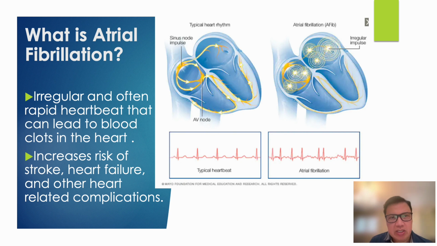But in atrial fibrillation, the signals in the upper chambers are chaotic, or the upper chambers just quiver or shake. The AV node is bombarded with signals trying to get through to the lower chambers, and this causes a fast and irregular heart rhythm. The heart rate in atrial fibrillation usually ranges from 100 to 175, and of course your normal heart rate is 60 to 100.